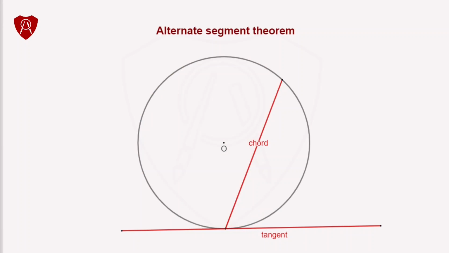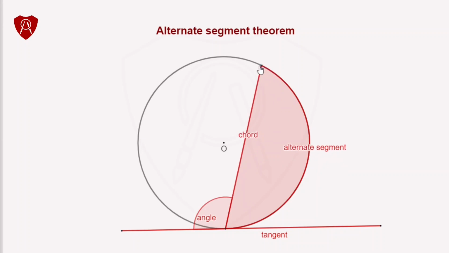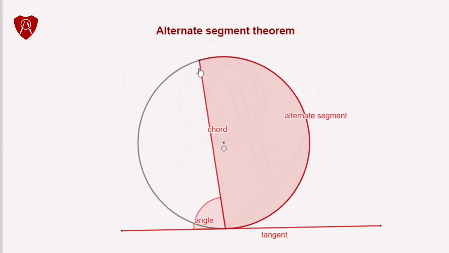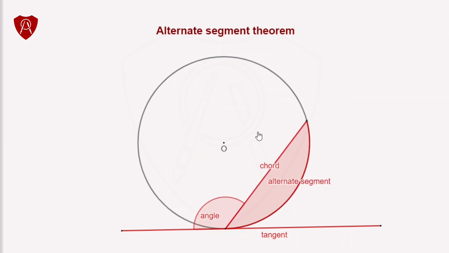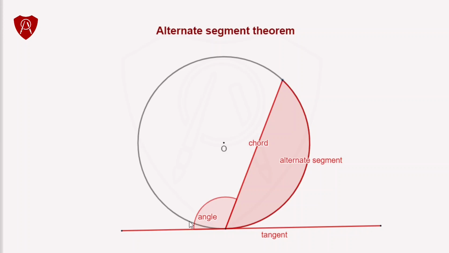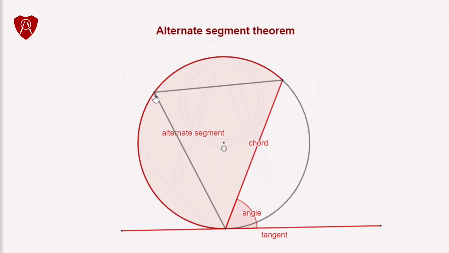If we shift our attention to the other angle made by the tangent, the alternate segment also shifts. The alternate segment is always the one which the angle does not pass through. Loosely speaking, it is always the segment away from the angle made between the chord and the tangent. Let's now subtend an angle from the chord into the alternate segment.